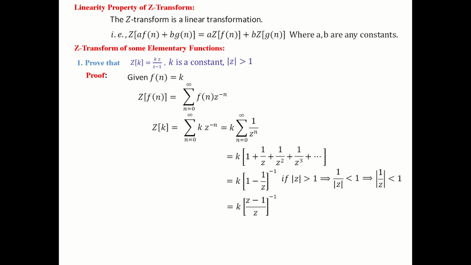So if you want to find z of 2, a constant number, or z of 3, then the answer is 2 into z by z minus 1, or 3 into z by z minus 1, directly. So take it as a formula.